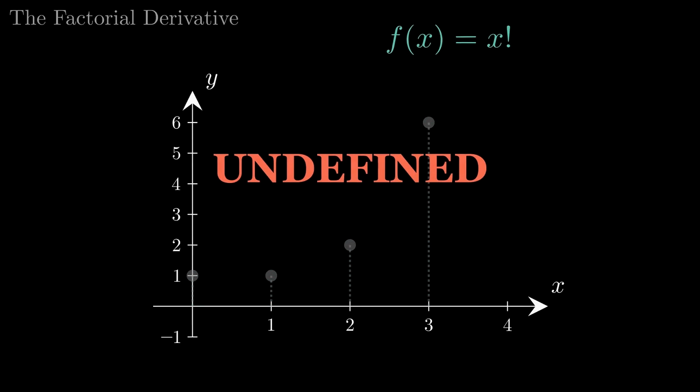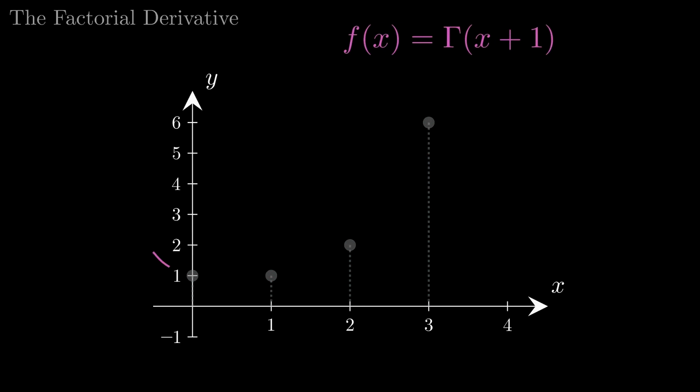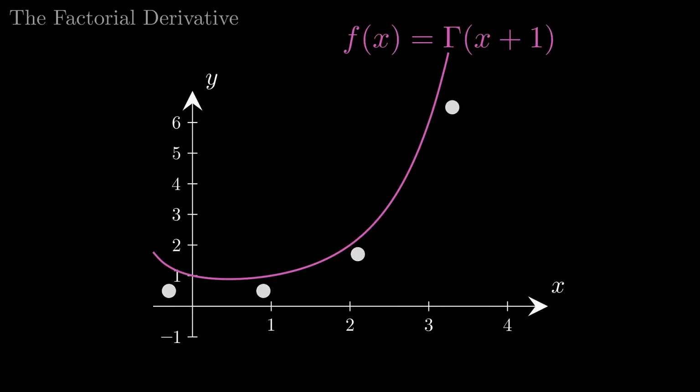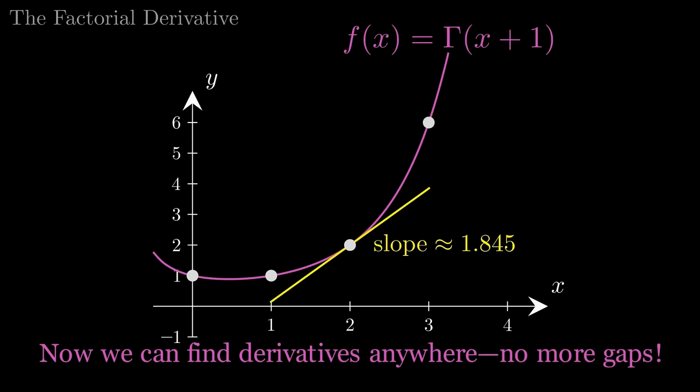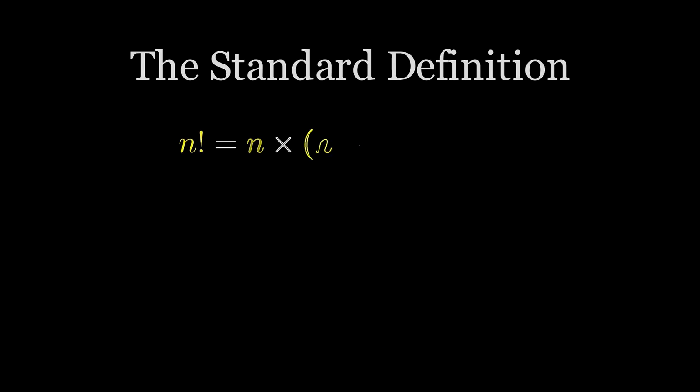The fix is the gamma function, f of x equals gamma of x plus 1. Same factorial values at the integers, but now it's continuous in between. And now the tangent exists. At x equals 2, the slope is about 1.845, so factorial has a derivative anywhere. Let us explore the definition that makes x factorial work for every x.